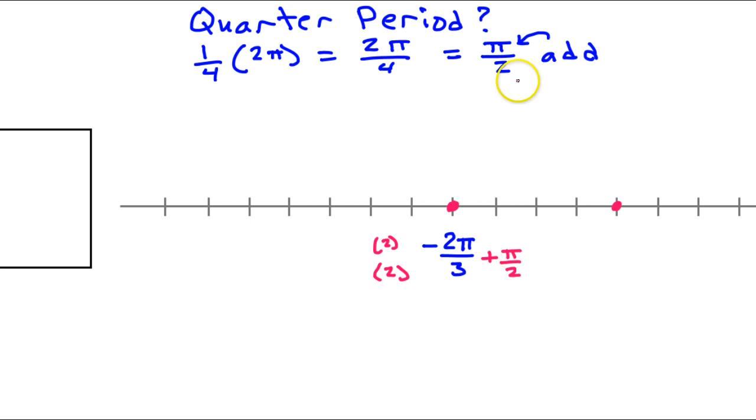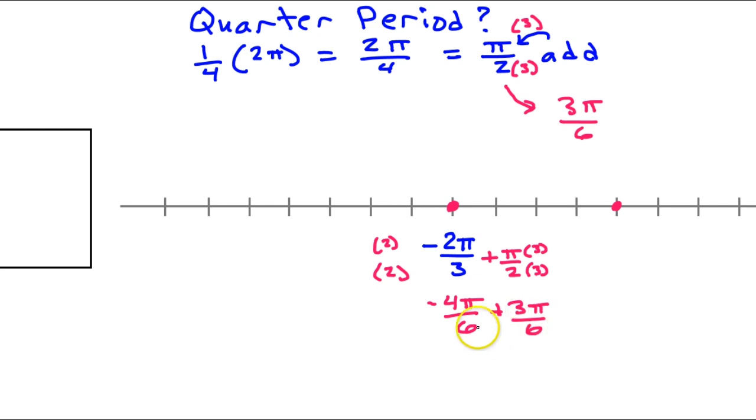Okay. And I'm going to multiply this by 3. Alright, now I'm also going to do it up here so I can use it over and over again. So multiplying by 3. Okay, that's going to make this 3 pi over 6. Okay, so what I have now is, and that's going to make this negative 4 pi over 6. So I have negative 4 pi over 6 plus 3 pi over 6.